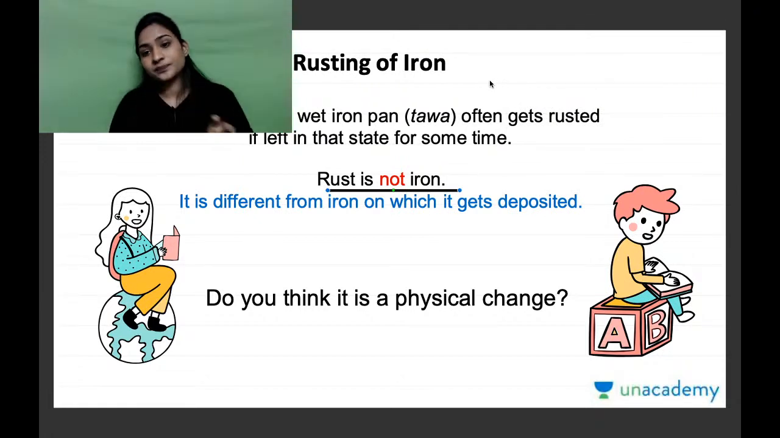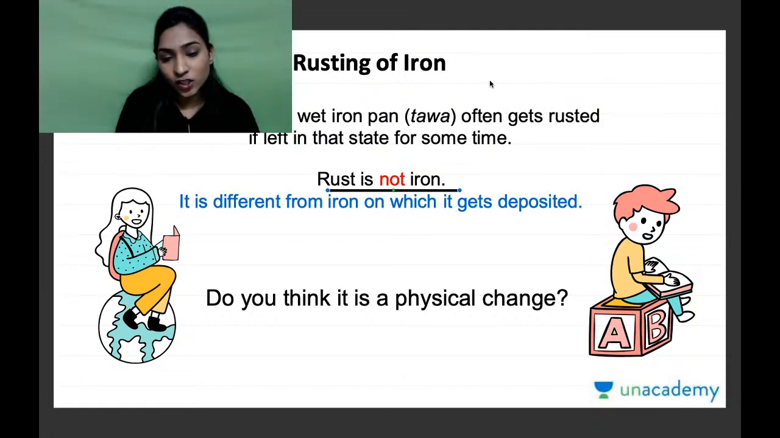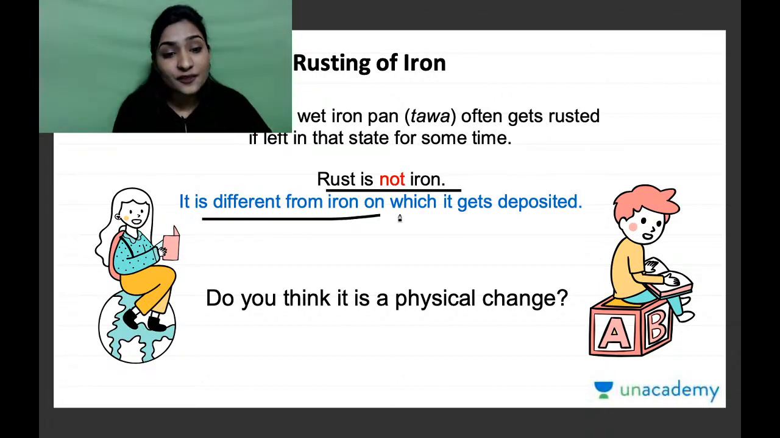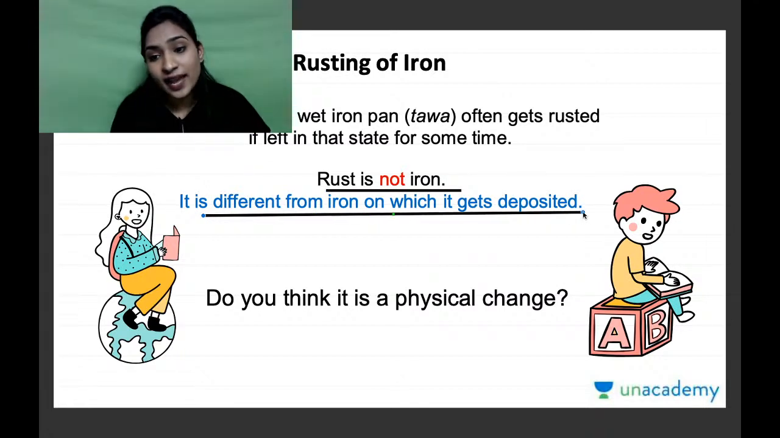ओके, फाइन, थैंक यू. सो रस्ट इज नॉट आयरन. कभी भी ये गड़बड़ मत करना कि एग्जाम में लिख दो कि रस्ट आयरन है. आयरन के ऊपर जो ब्राउनिश सब्सटेंस होता है वो होता है रस्ट. बट रस्ट और आयरन इज नॉट द सेम थिंग. It is different from the iron on which it gets deposited.